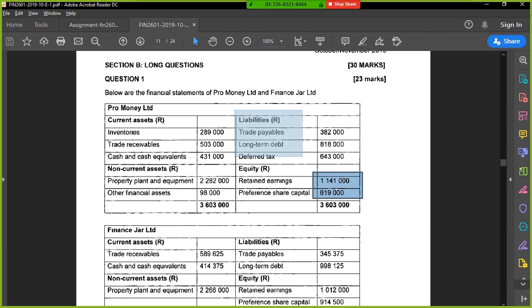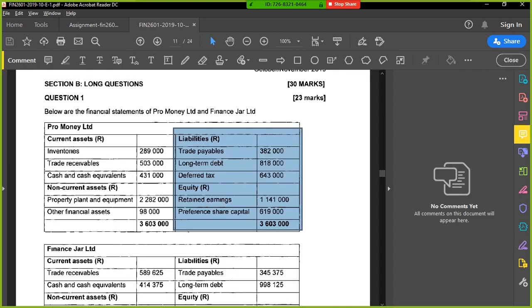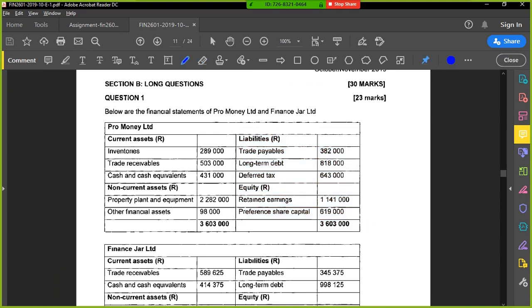Okay, we know that the assets equal the owner's equity plus the liabilities. There's the equity, there's the liabilities. There's the whole financing debate again.